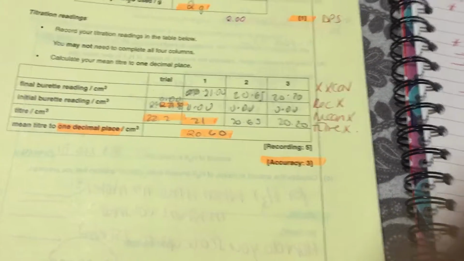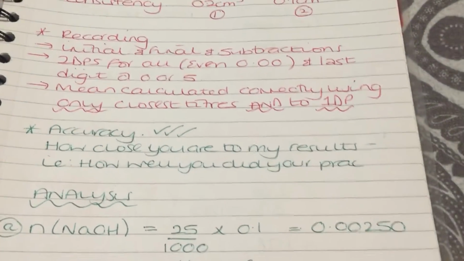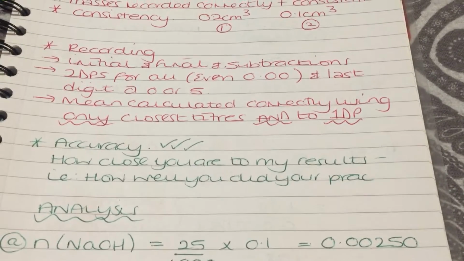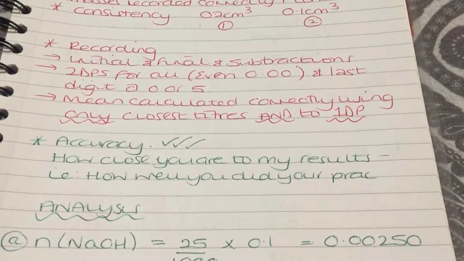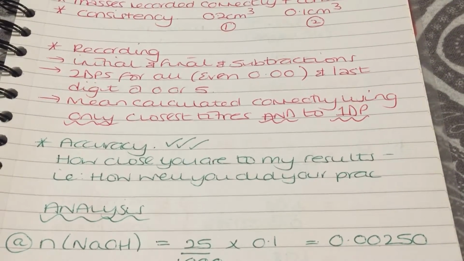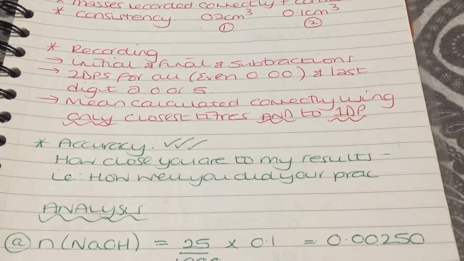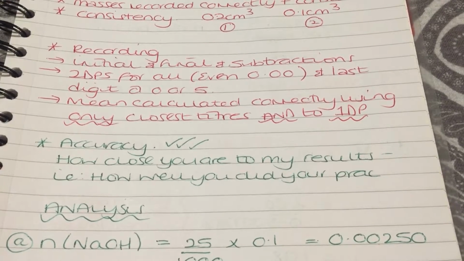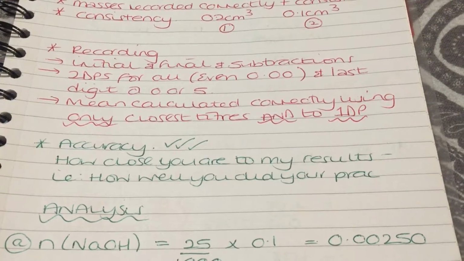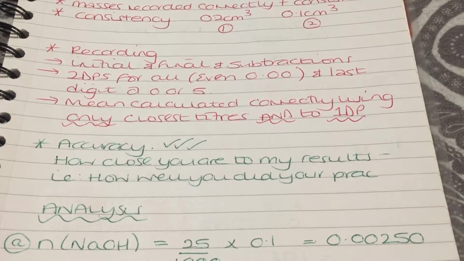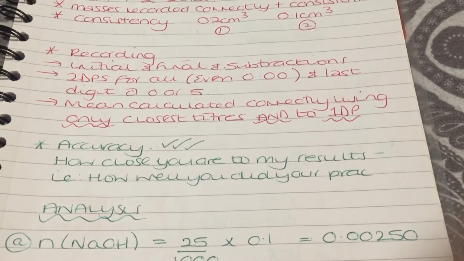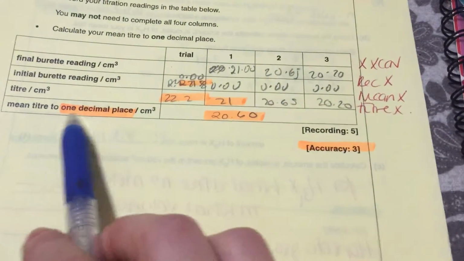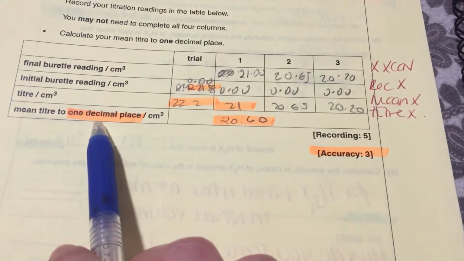In order to get all of the marks, you need to make sure of the following points. The initial and the final readings and the subtractions are all correct. That you've used 2 decimal places for all readings, even for the 0 reading of 0.00, and the last digit for burette readings is always a 0 or a 5. Finally, the mean is calculated using only the closest titers, and it's calculated to 1 decimal place, as that is what is asked for in the table just here. Most students forget to do that.